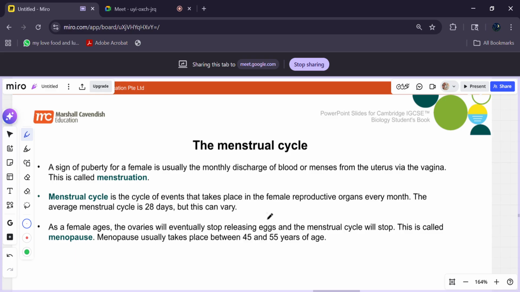Stress, tiredness, illness, an unbalanced diet or malnutrition may alter or stop the menstrual cycle and change the interval between periods.